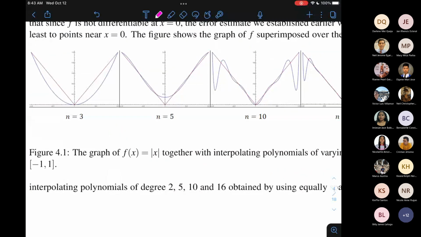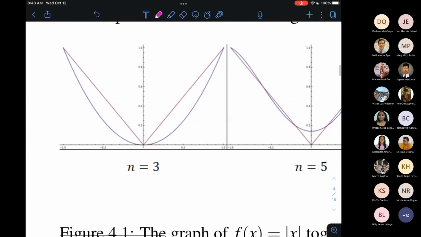So sa figure 4.1, pinagawa ko to kay Mathematica. Consider natin yung absolute value function. So yung absolute value function, siya yung kulay purple dito. So it's the V-shaped graph. And then I told it, sige nga, palitan natin yung absolute value of x ng isang interpolating polynomial. But this is a little peculiar because hindi kasi nag-work ang ating theorem for absolute value of x, at least for x's near zero.